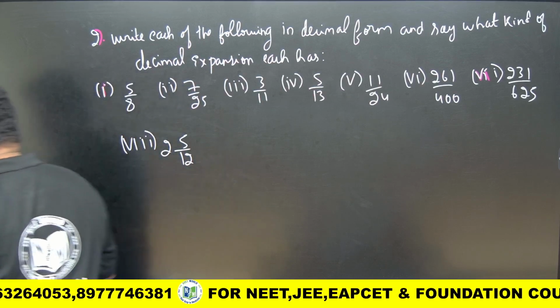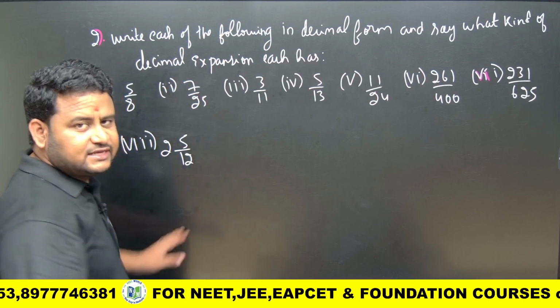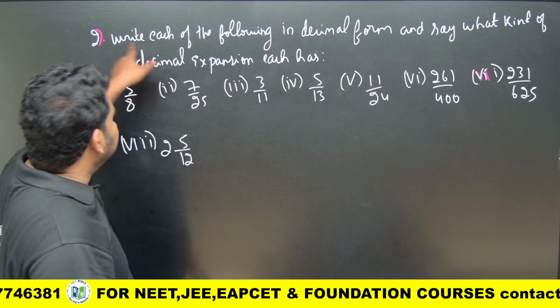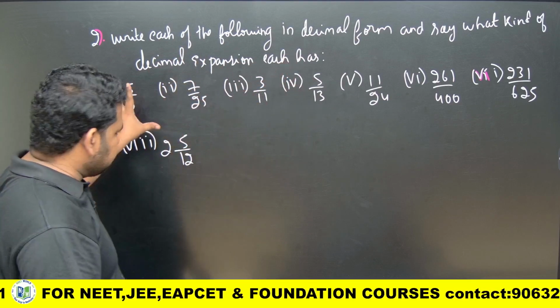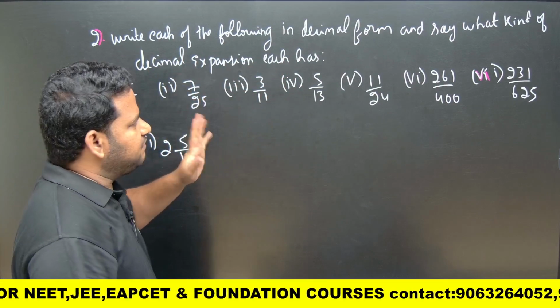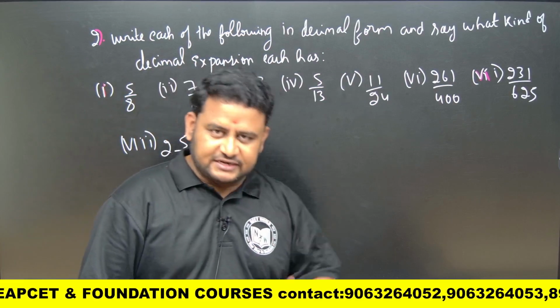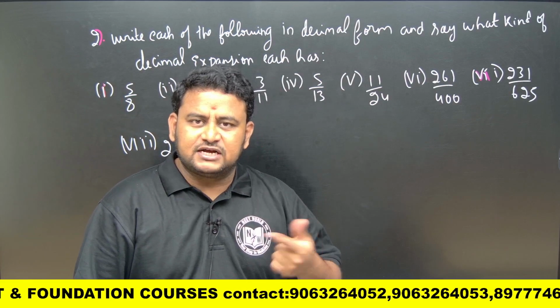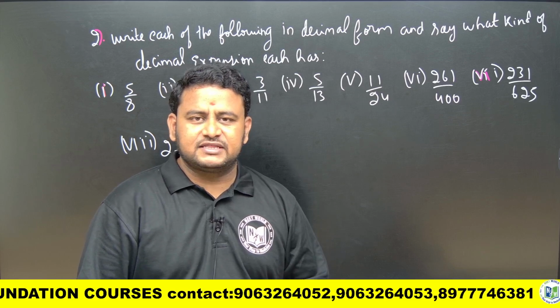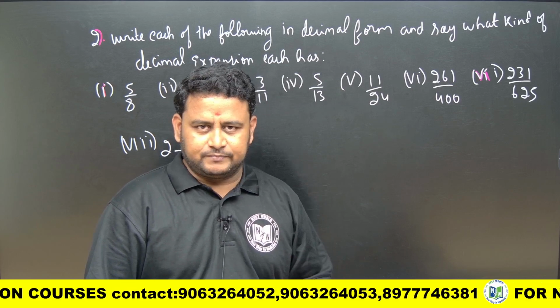Okay, all right. So what is the question that they are saying? The question is very simple. Write each of the following in decimal form. They have given fractions, we have to convert them into decimal form and say what kind of decimal expansion each has. What kind means whether they are terminating, non-terminating and repeating, or non-terminating and non-repeating. There are only 3 types.